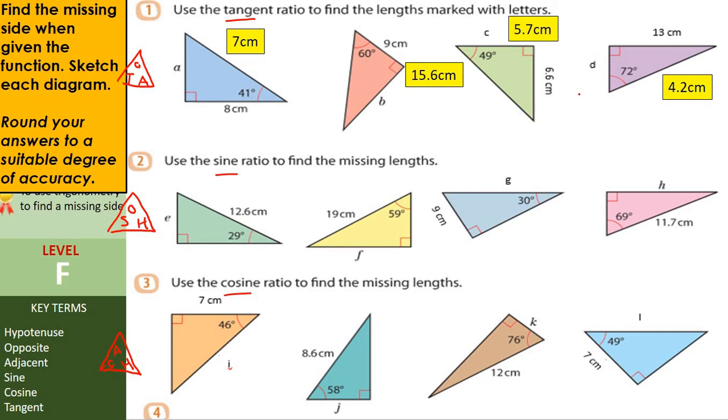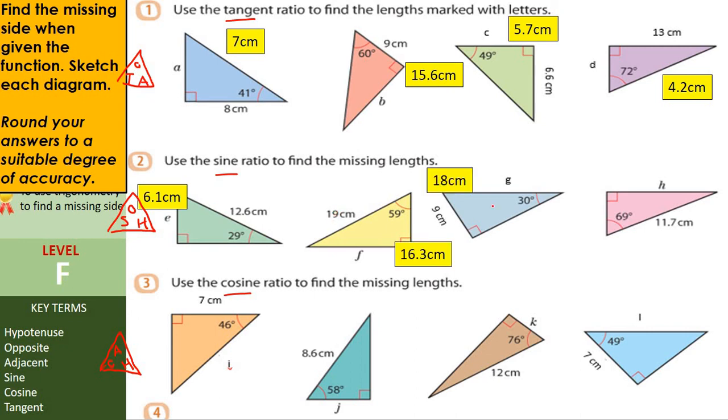So it's your division of your opposite over your tan 72, which is 4.2. And here, using the sine ratio to find the missing lengths. So here we're trying to find the opposite first, so you can cover up the opposite, and you're doing sine 29 times 12.6, which is 6.1, 16.3.